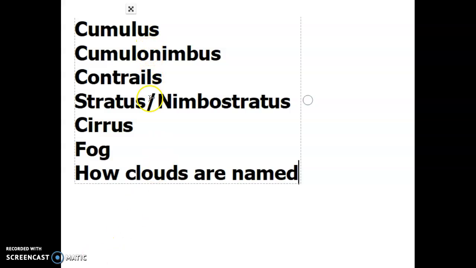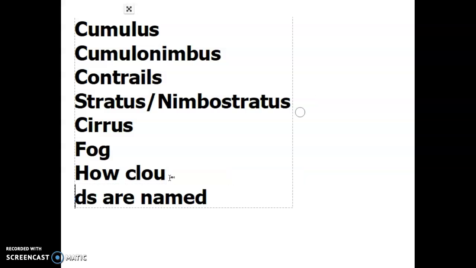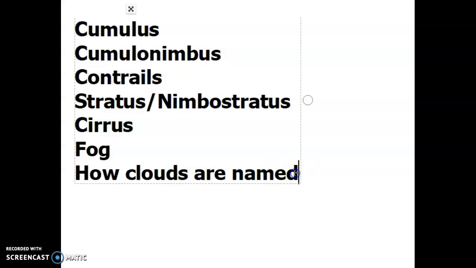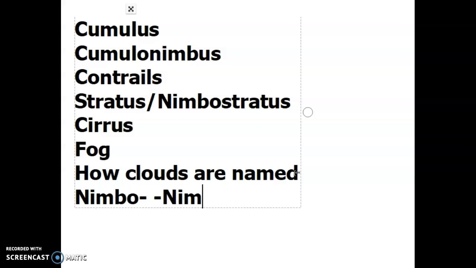One, two, three, four, five, six, seven, eight. Nimbo and nimbus will be on there. Rain clouds. That's it, right? So when we're looking at the clouds for this week, I think this is a fairly simple review. Would you all agree with that?